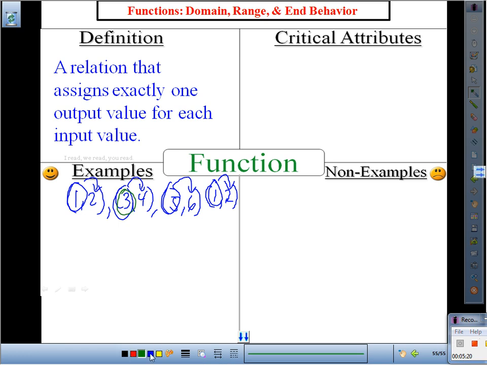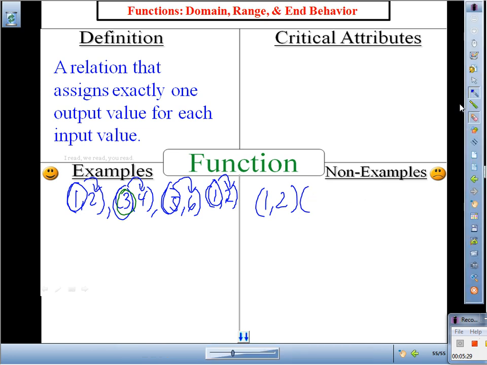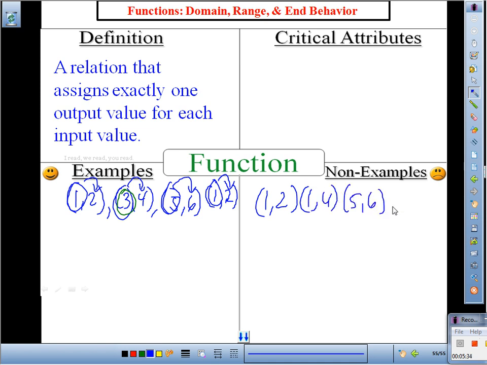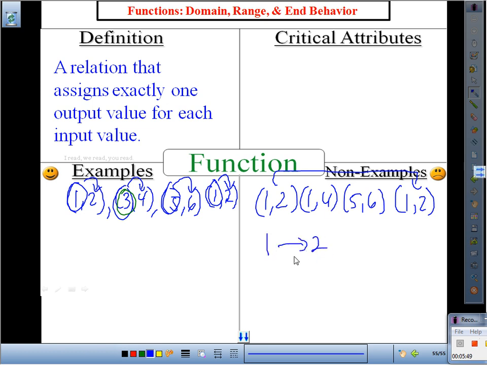So she changed this one to a 1. So then her new relation is 1, 2; 1, 4; 5, 6; and 1, 2. These are still the same, so that's cool. This one in itself has its own output. But this one says that 1 has an output of 4. So 1 has an output of 2, but now it also has an output of 4. How many different outputs does it have? 2. That's why this is not a function. Everybody got it? All right.